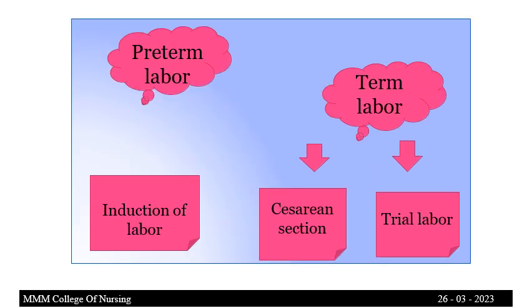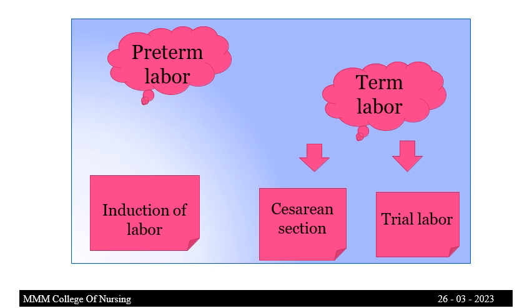If it is moderate, then there can be preterm labor or term labor. If preterm labor occurs, then we can go for induction of labor. If the labor is at term, then there can be either trial labor or directly cesarean section.